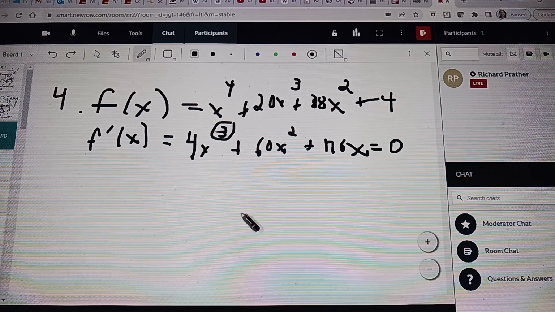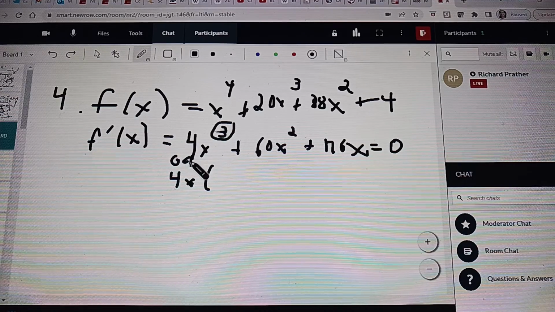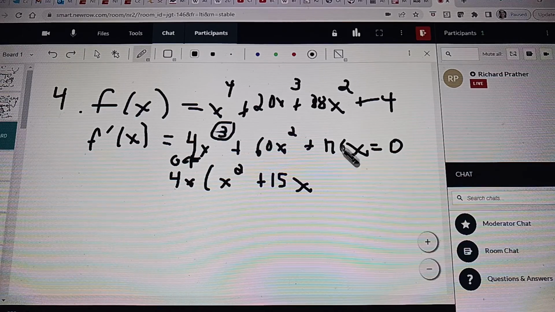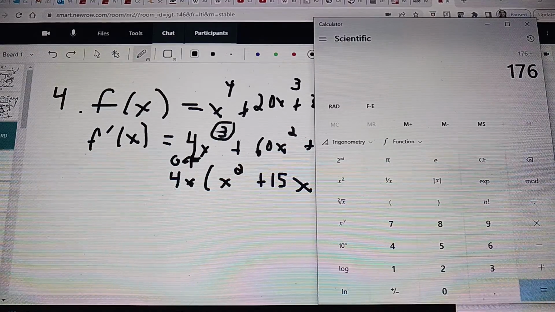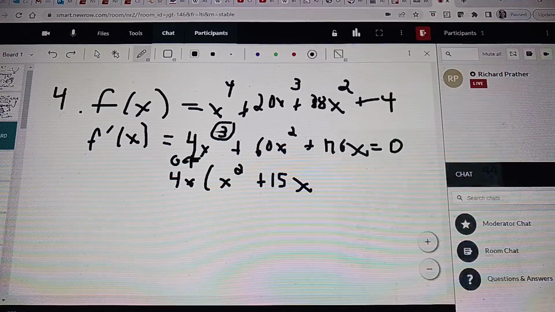Maybe we can factor out a 4x, hopefully. GCF of 4x. Because if we did that, there would be an x squared left here. 60 divided by 4 is 15x. And let's hope 176 divides by 4. Yes, 44.